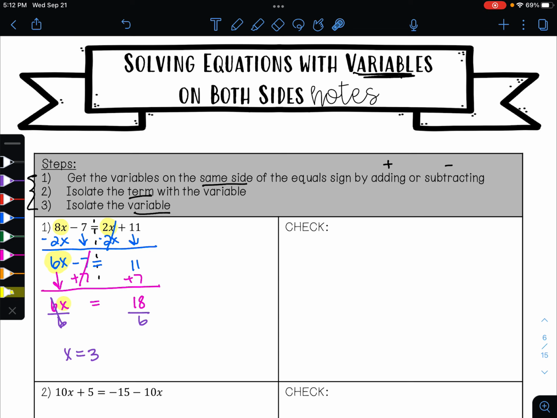Let me go ahead and check that solution. The original problem was 8x minus 7 equals 2x plus 11. What we are going to do is everywhere we see an x, we're going to replace that x with the answer of 3. From here, we're checking to see if the left side of the equation equals the right side of the equation. 8 times 3 is 24. I'm going to bring down my negative 7. 2 times 3 is 6. I'm going to bring down the 11.